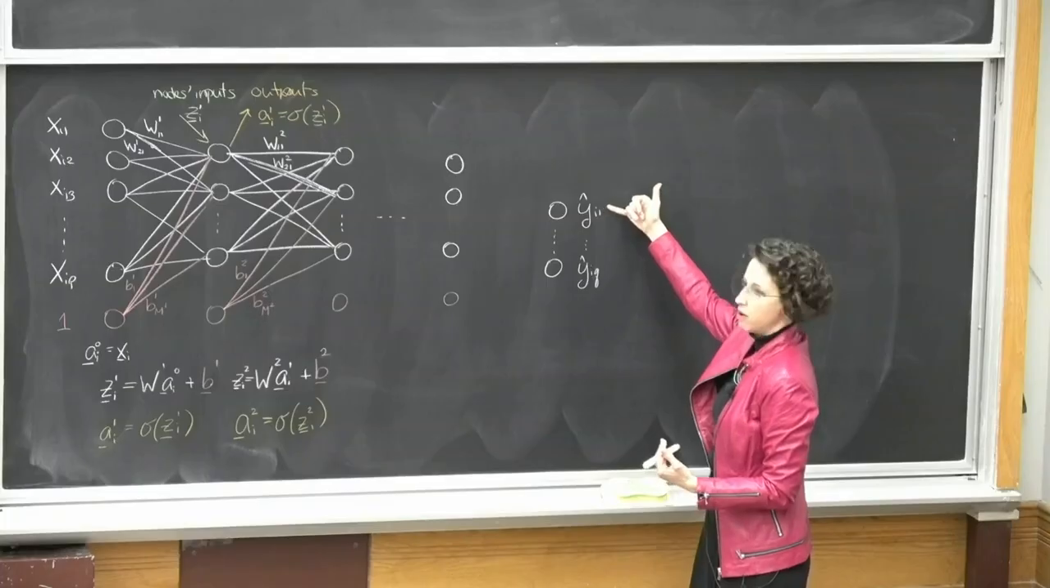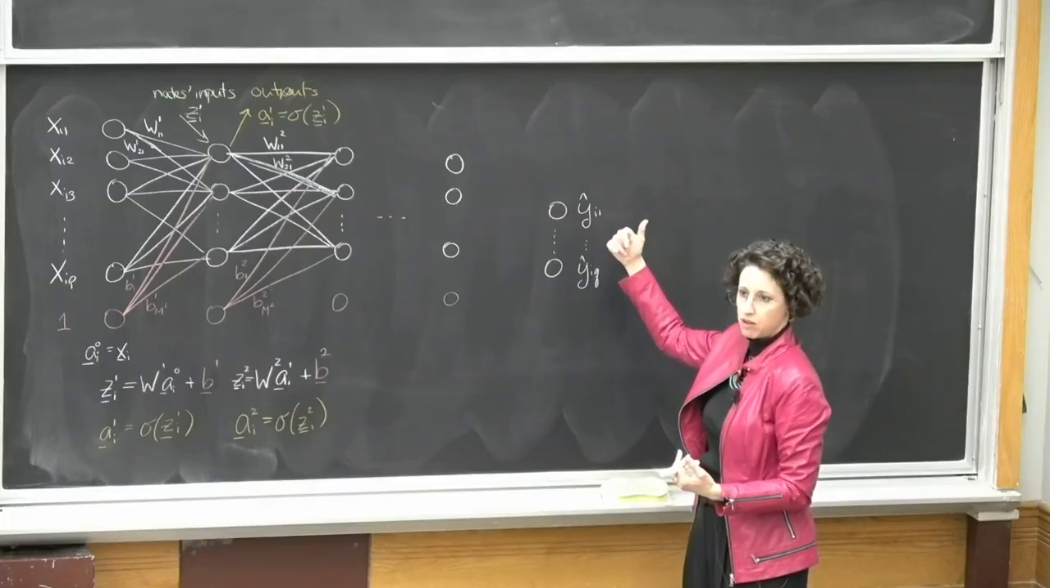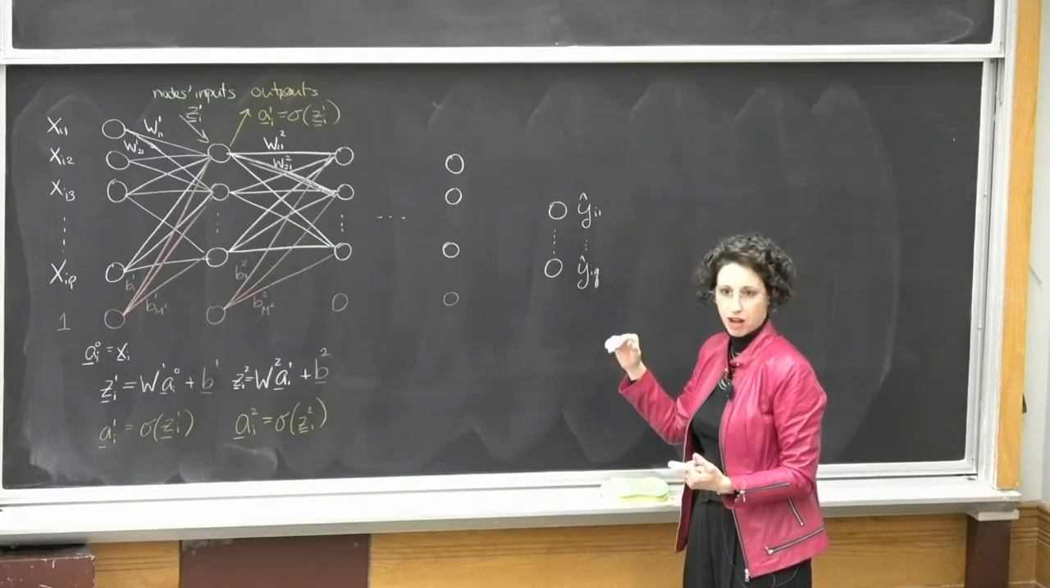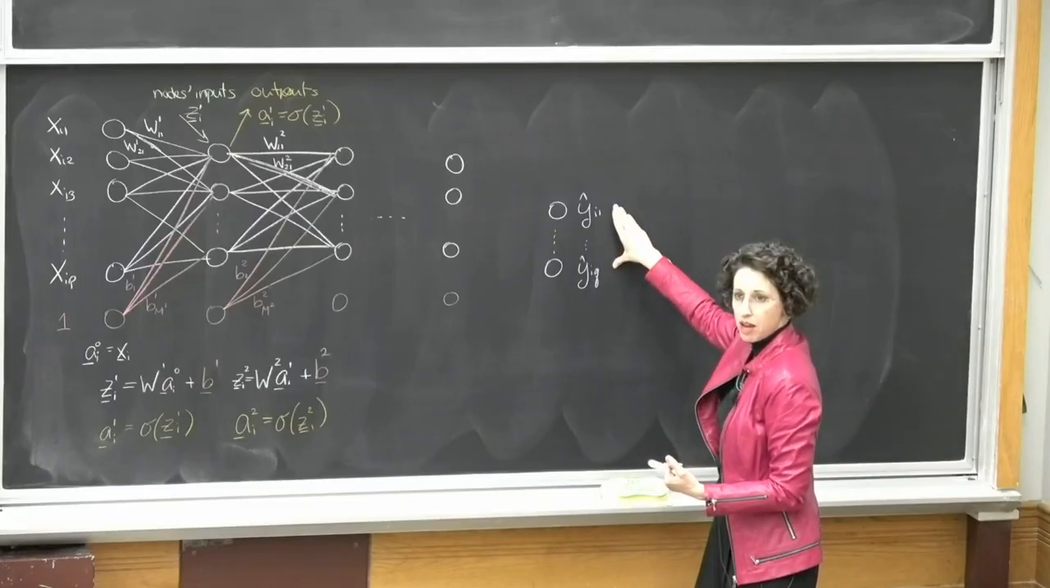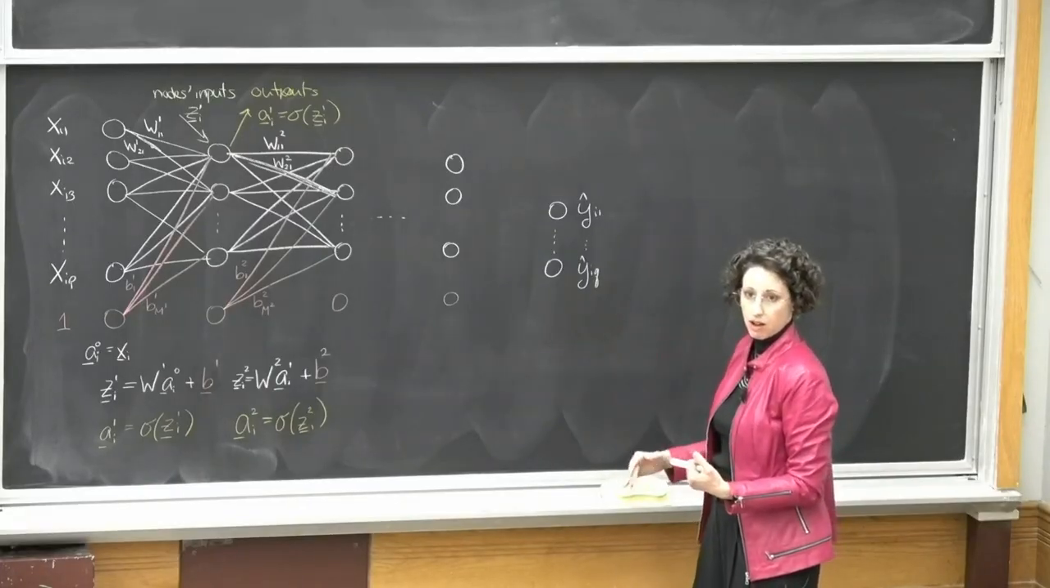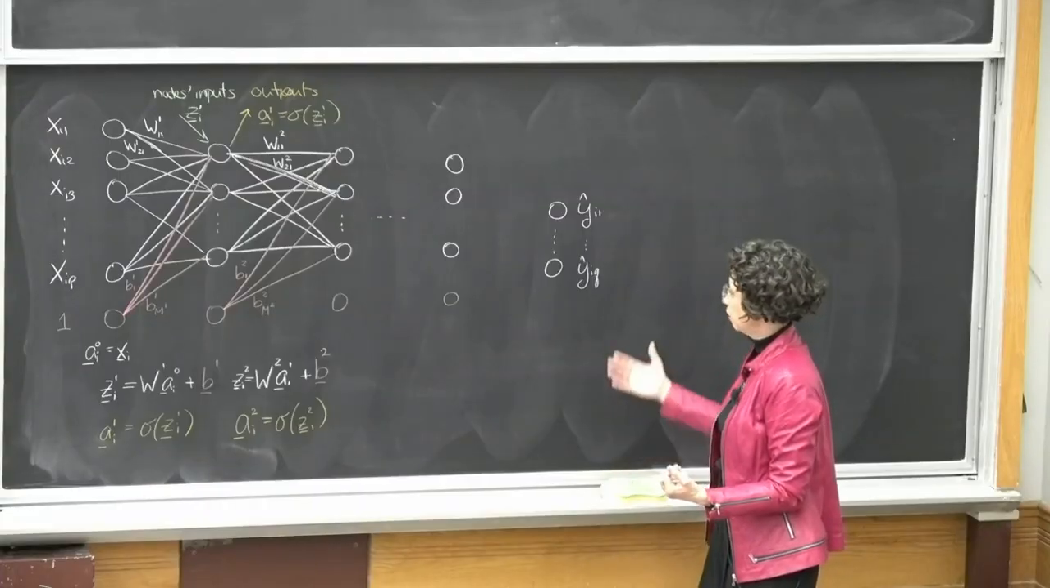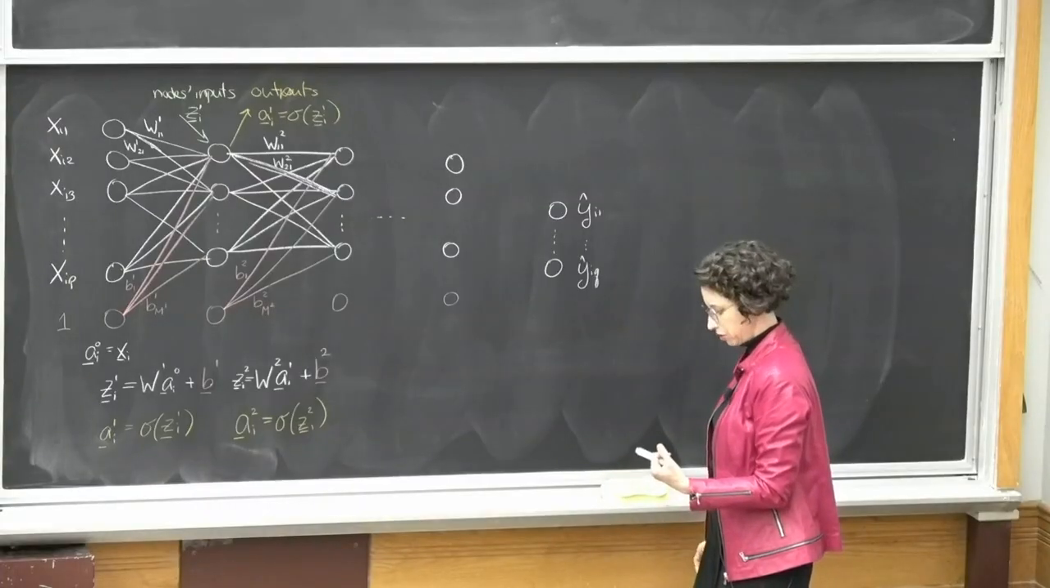So my first one could be whether or not there's a dog. Second could be whether or not there's a cat. Third, whether or not there's a house. So I can have multiple different predictions that I want to make for a single feature vector. And so we're trying to predict all of those.